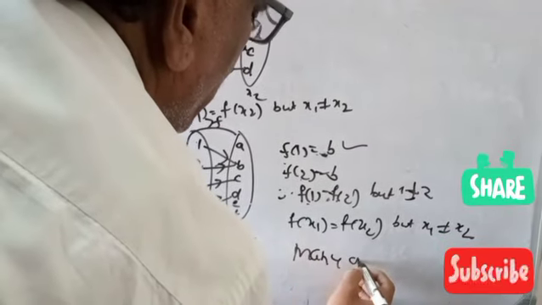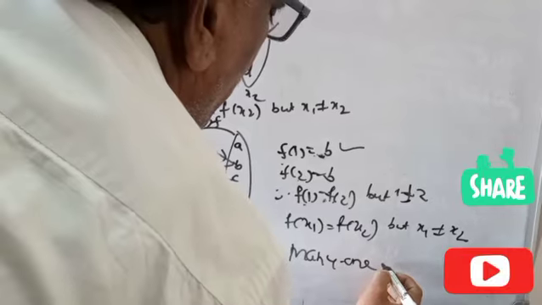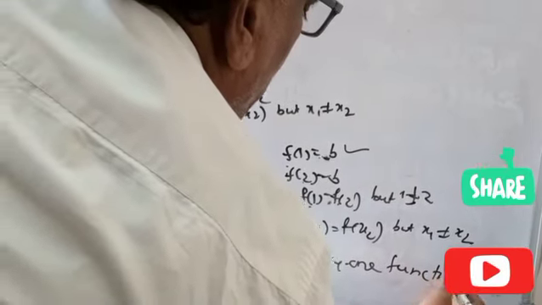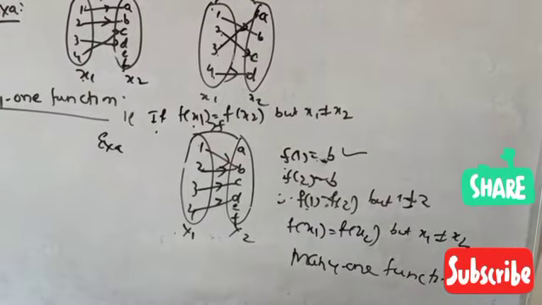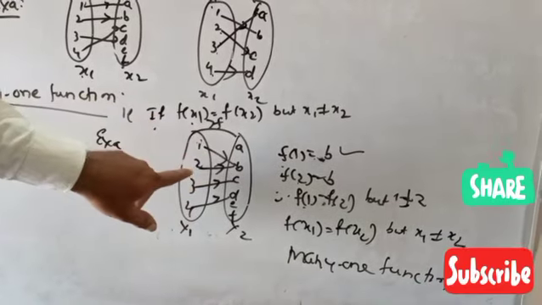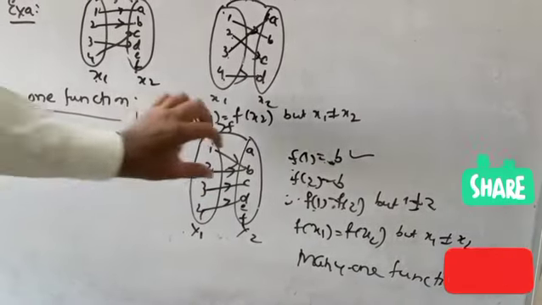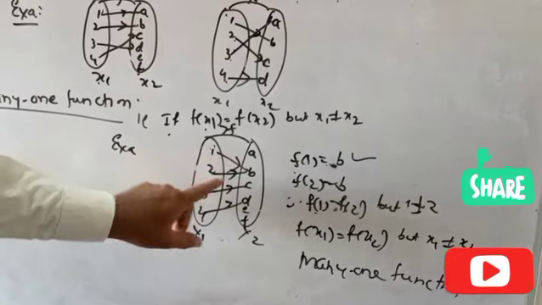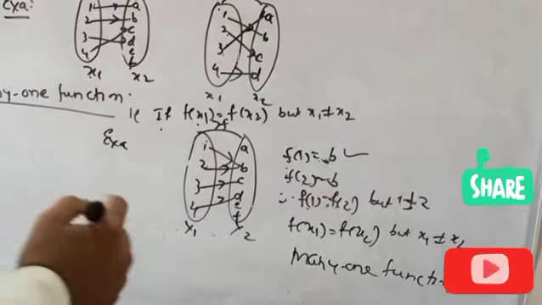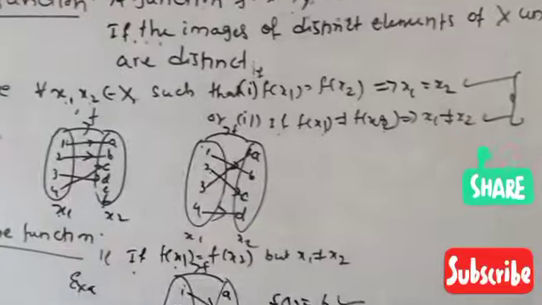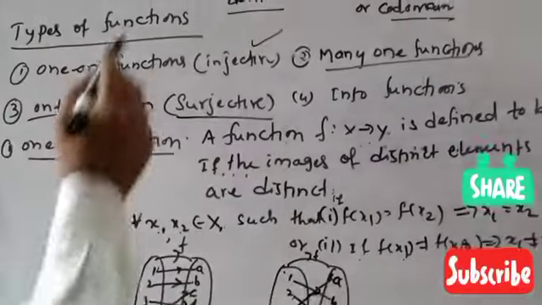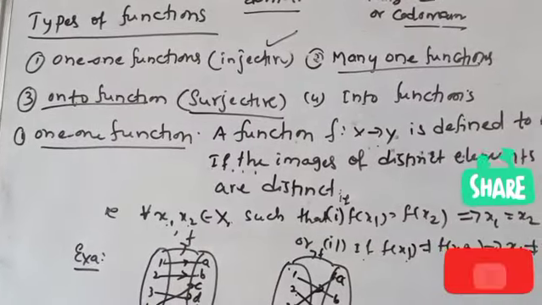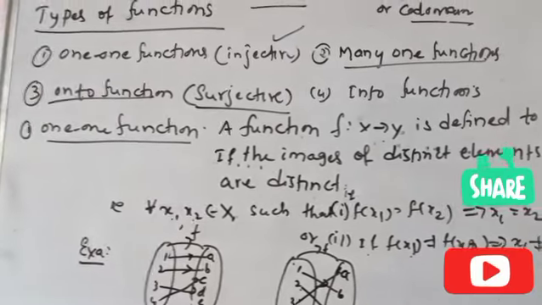Therefore, f is not one-one but it is a many-one function. Why can we say that it is a many-one function? Because more than one pre-image is there in this given example. 1 is related to b and 2 is also related to b. Two pre-images share one image. Therefore, this is called a many-one function. Next, we shall see the onto function and into function in the next class.